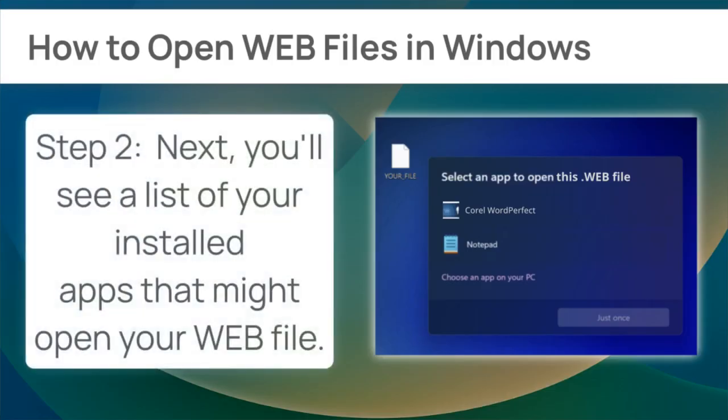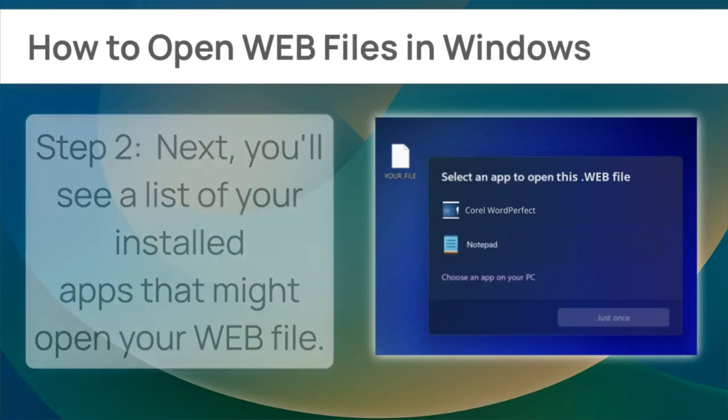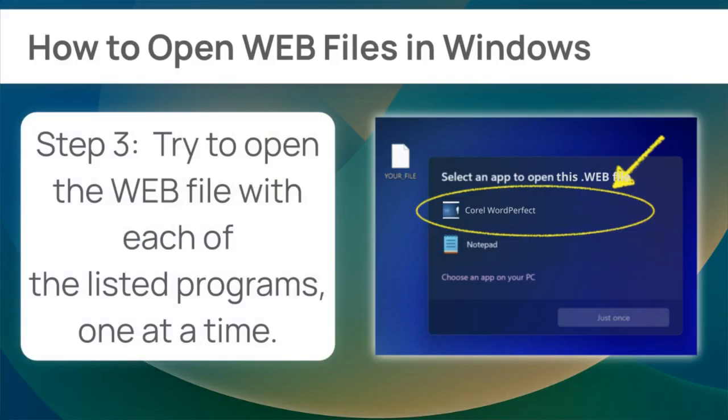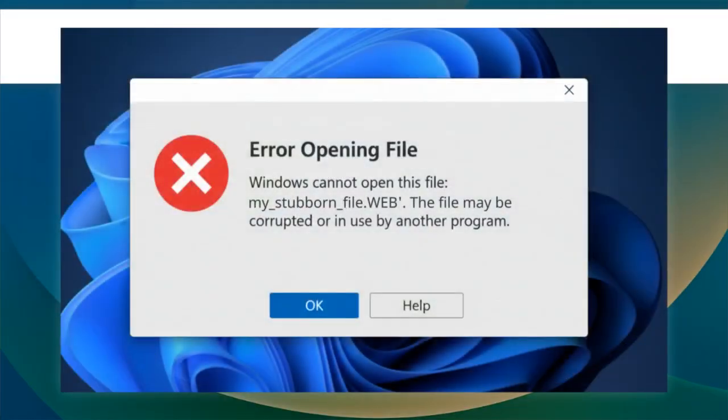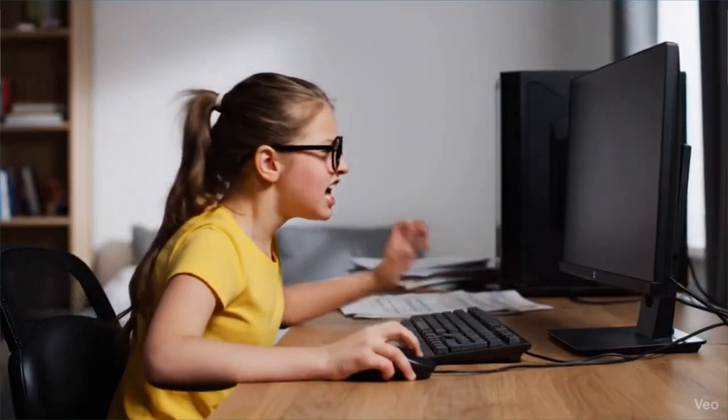Right-click your WEB file and select Open With. Test Corel WordPerfect if it appears. If it fails, select the next application. Testing eliminates confusion. If you cannot access the WEB file, no problem. We're going to use the universal fix, but it helps to know the source.